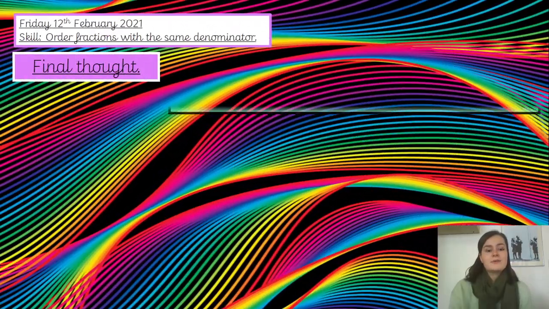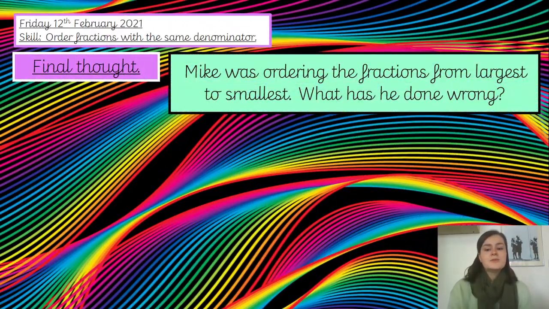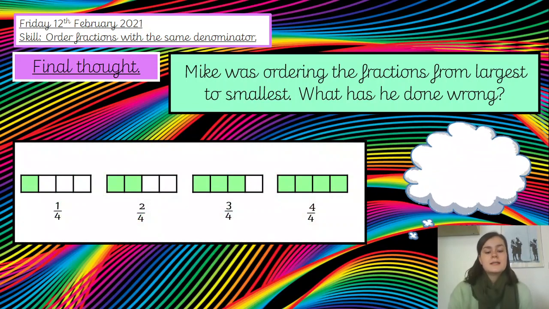Okay, final thought time then. So Mike was ordering the fractions from largest to smallest. What has he done wrong? So pause the video and see if you can spot his mistake.